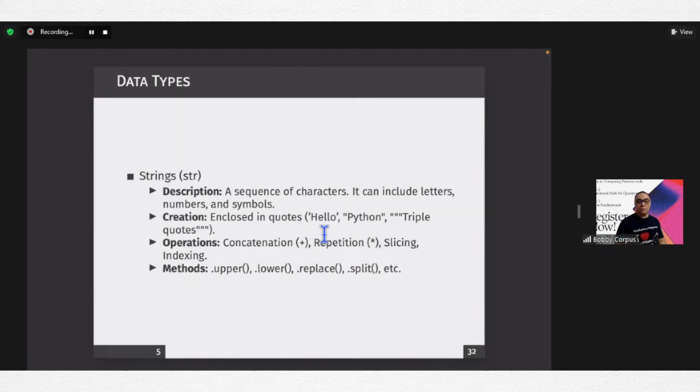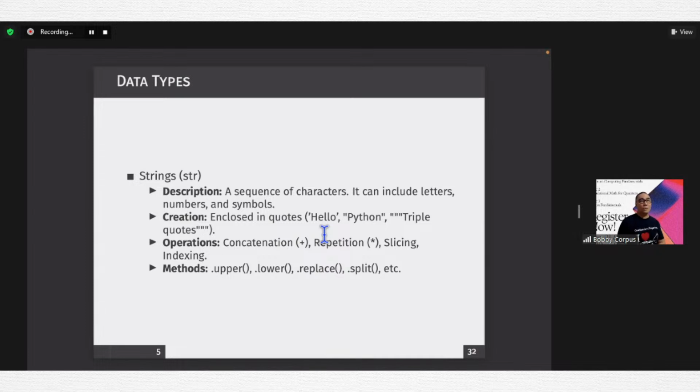Strings, no? So we all know what strings are. There are three ways to represent strings, no? Single quote, and then double quote, and then also if you want a multi-line string, you can have a triple quotes, no? Para hindi ka maglalagay ng mga explicit new lines, no?